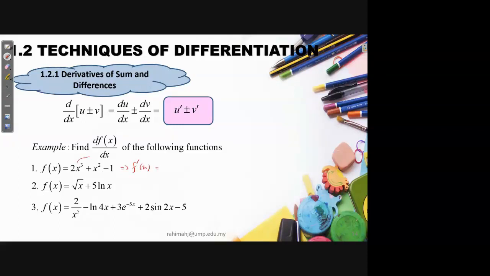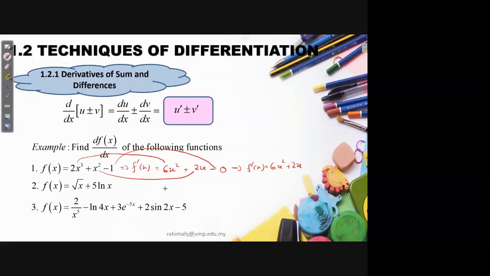Let's differentiate the first term. So we have 6x squared, and then we have plus. Differentiate x squared, we have 2x. And then we have minus. Differentiate 1, so we have 0. But normally we don't write 0 in our solution, so f prime x is 6x squared plus 2x. Similarly for example 2 and example 3.